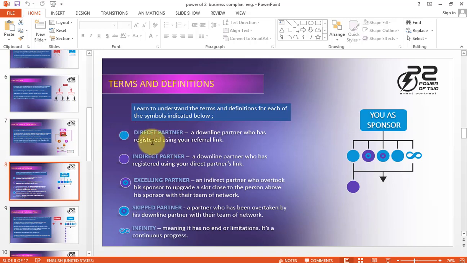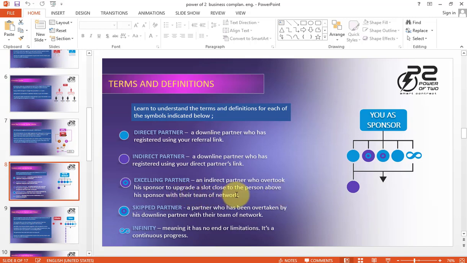Okay, so if you brought in this person and he also brought in someone, now that person becomes your indirect partner, and that person is going to have this symbol on top of them as an indirect partner. Now the next symbol indicates an excelling partner. An excelling partner is defined as an indirect partner who overtook his sponsor to upgrade a slot close to the person above his sponsor with their team of network.